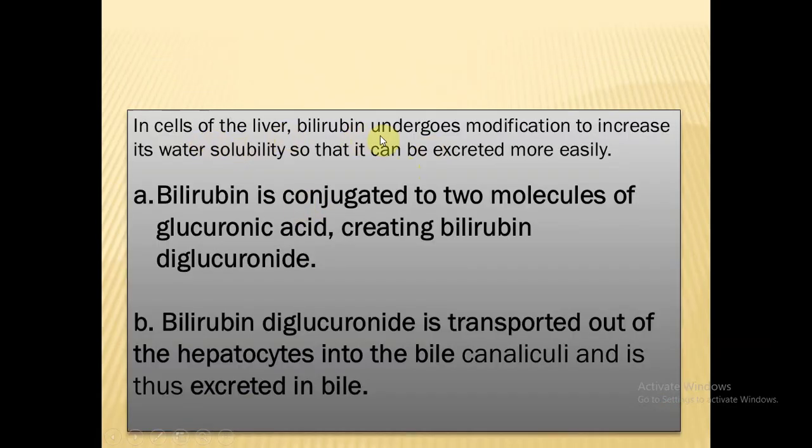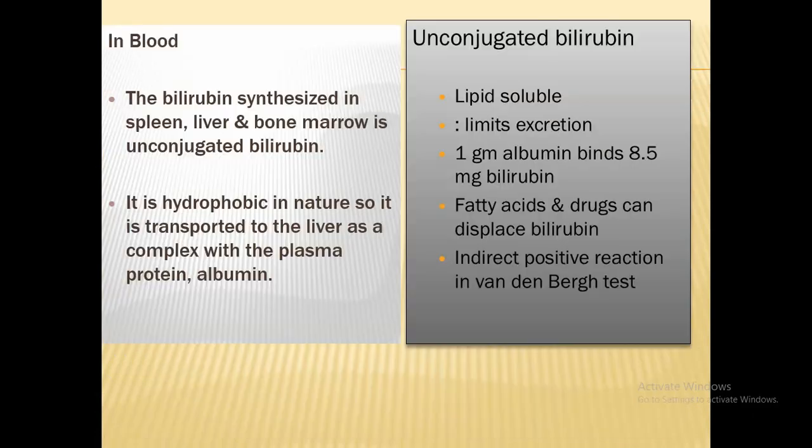In the cells of the liver, bilirubin undergoes modification to increase its water solubility, so it can be excreted more easily. Two molecules of glucuronic acid create bilirubin diglucuronide, which is transported out of the hepatocytes into the bile canaliculi and is thus excreted in the bile. The bilirubin synthesized in the spleen, liver and bone marrow is unconjugated. It is hydrophobic in nature, so it's transported to the liver as a complex with albumin.